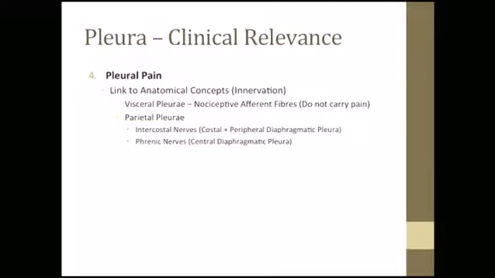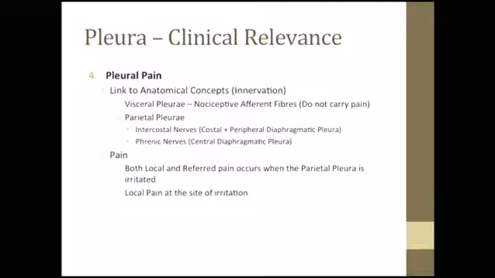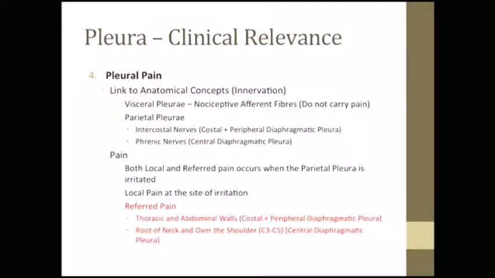So this is important when you see the signs in the patient and you find the pain in the patient and you want to tell where the actual irritation is. So when you have pleural pain, you have two types of pain. You have local and referred pain. So local pain is at the site of irritation, whereas referred pain, basically, the pain is referred to the thoracic and abdominal walls. So that is usually in the case of the costal and peripheral diaphragmatic pleura, so the intercostal nerves. Intercostal nerves supply your thoracic and abdominal walls. So if you have an irritation in that area or in the peripheral diaphragm, the pain will be referred there.